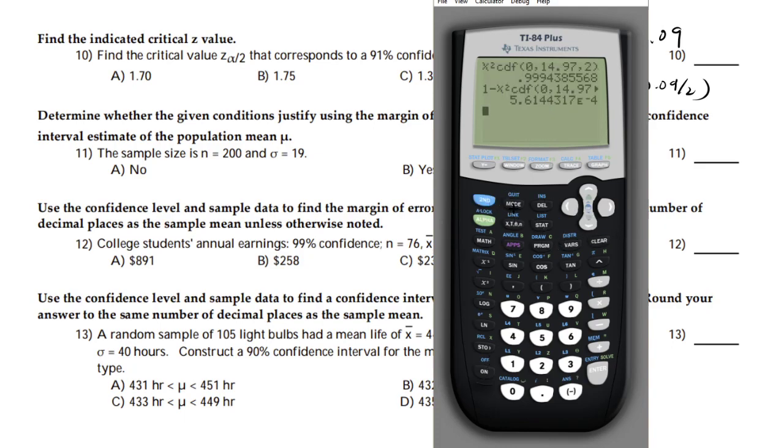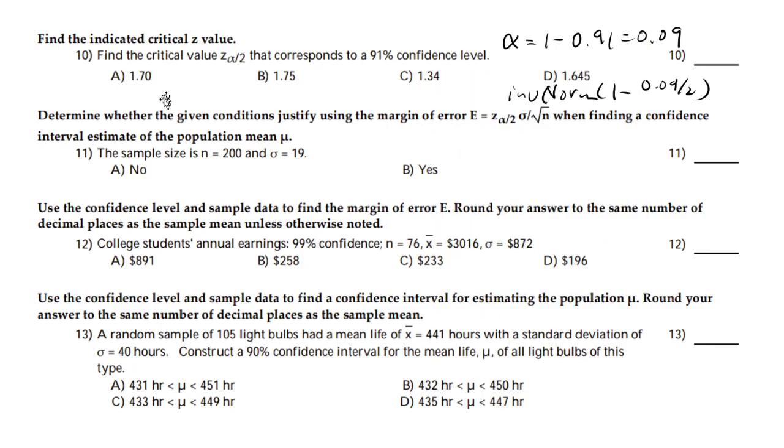Okay, so second vars, you go to inverse norm and put 1 minus 0.09 divided by 2, and then you just enter, and that gives you 1.6953, which if you round to the nearest hundredths, that's 1.70. So A is the correct answer for this one.